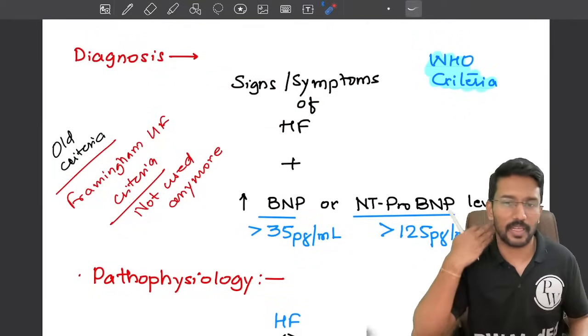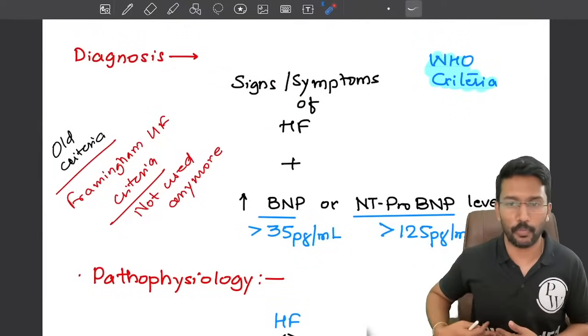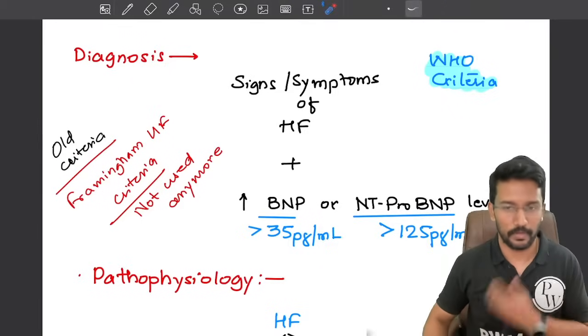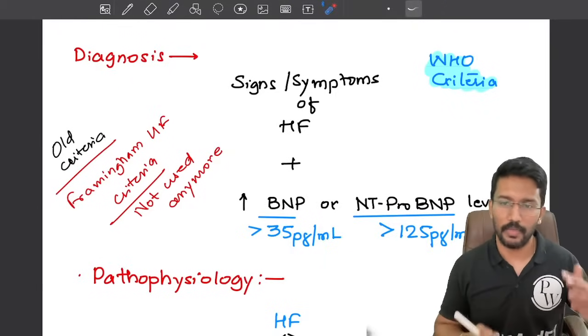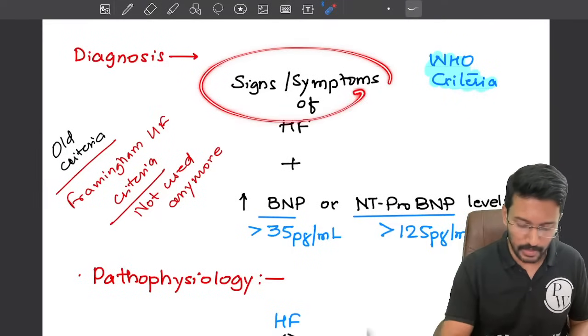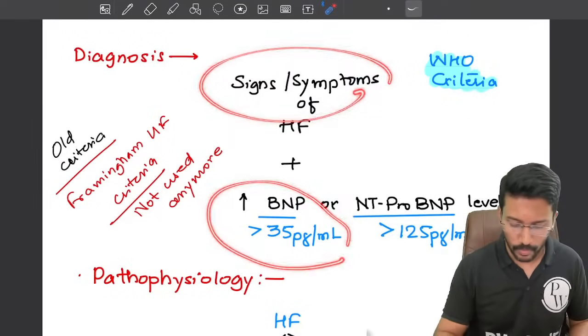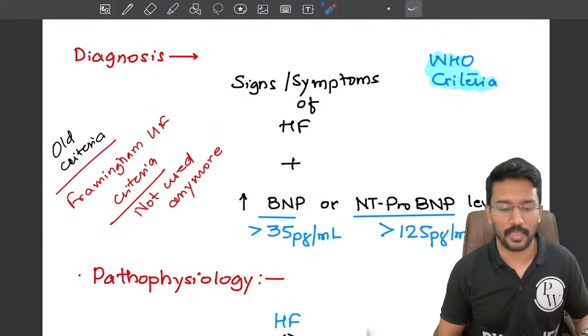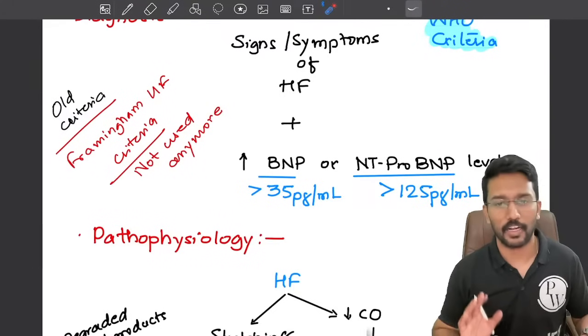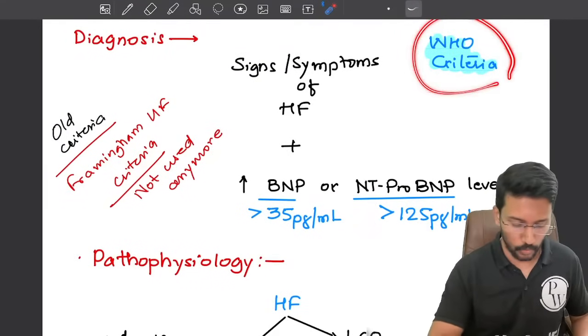What are the signs and symptoms? Raised JVP, tender hepatomegaly, right? Ascites, edema, features of right heart failure. Dyspnea, orthopnea, PND, features of left heart failure. Now, with these symptoms, if BNP is more than 35 or NT proBNP is more than 125, it means it is a case of heart failure. This is our current criteria. We no longer follow the Framingham criteria.